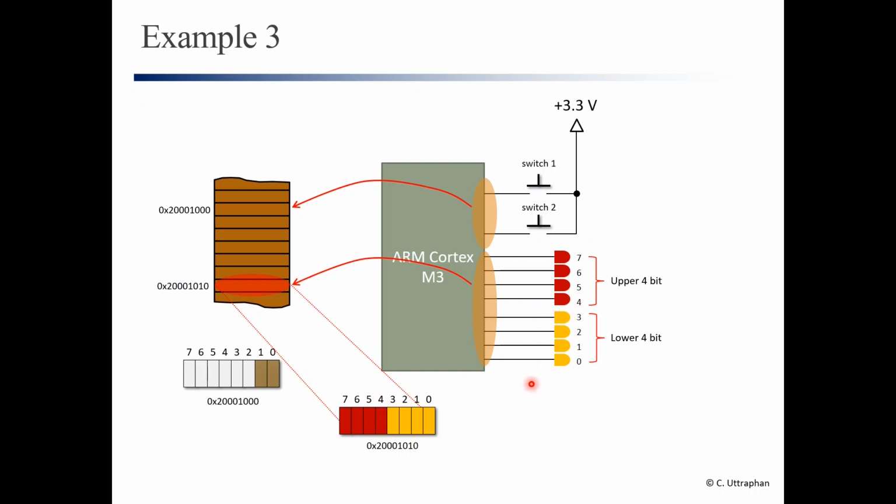The operation is like this. When we press switch 1, the lower 4 LEDs will turn on, and when we press switch 2, the upper 4 LEDs will turn on. Meanwhile, when both switches are pressed, all the LEDs will be turned on.